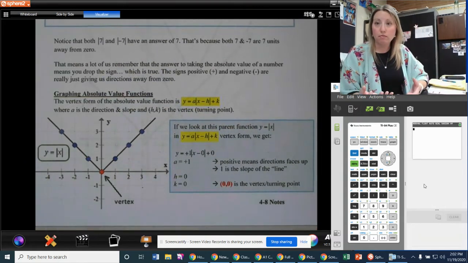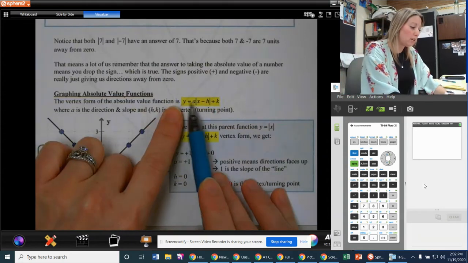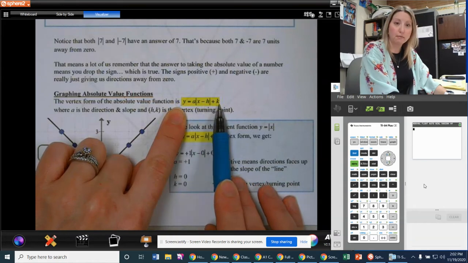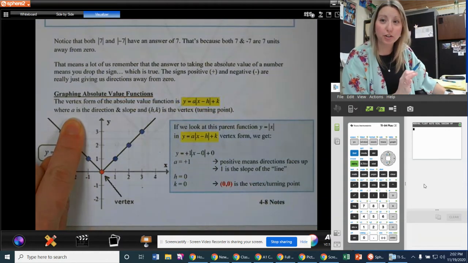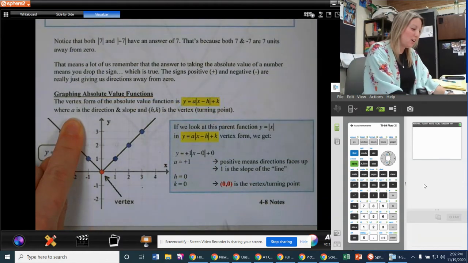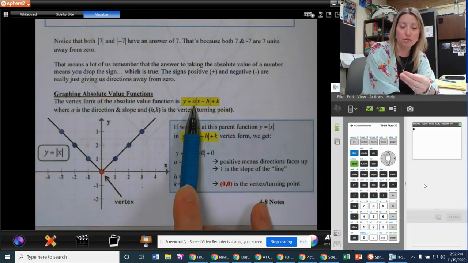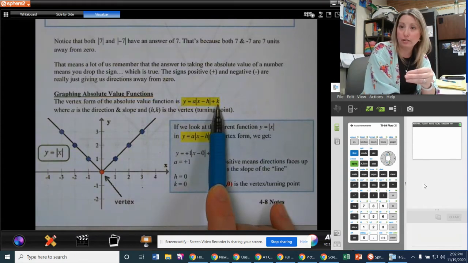Now, in that lesson, we did discuss the equation. The general form of an absolute value equation is y equals a times the absolute value of x minus h, plus k, where a is your slope on the right-hand side of the vertex. That's going to be important in a second. So a is kind of your slope of your absolute value, and (h, k) is your vertex.